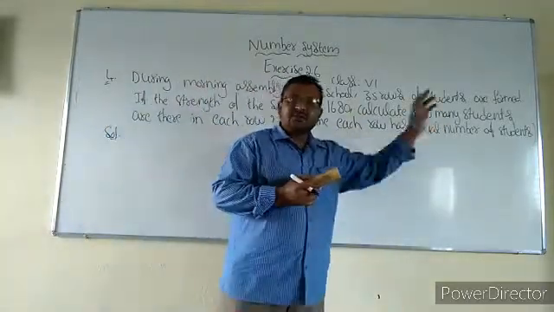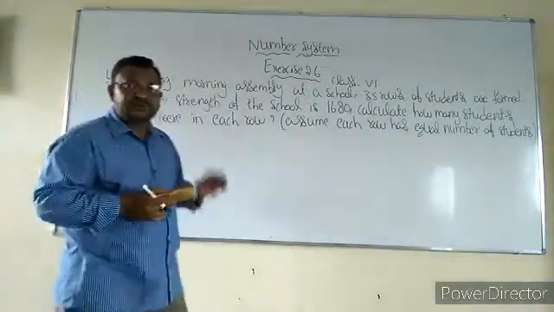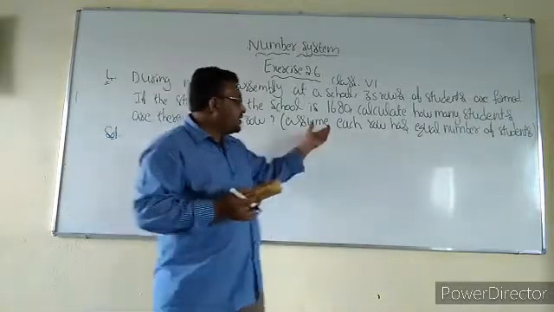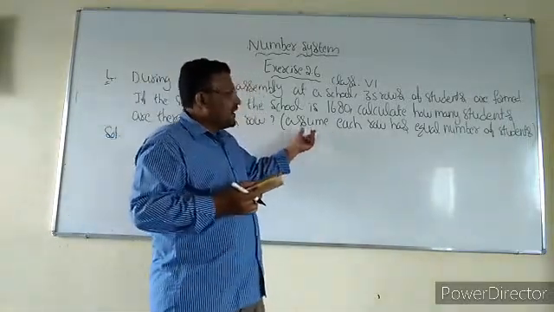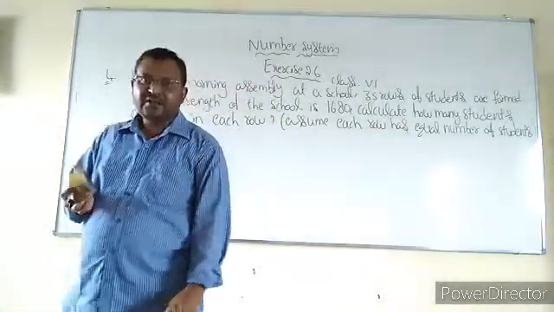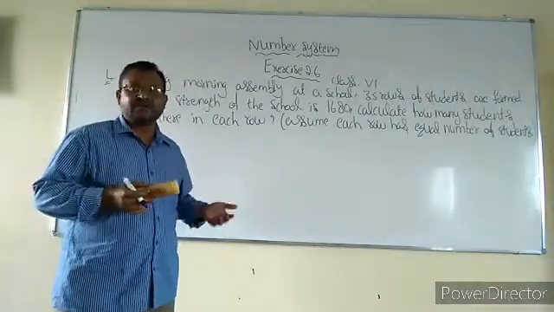Calculate how many students are there in each row. That means in each row, how many students are there. In the bracket, some more information is given: assume each row has an equal number of students. That means 10 in the first row, 10 in the second row, 10 in the third row, like that, an equal number of students.